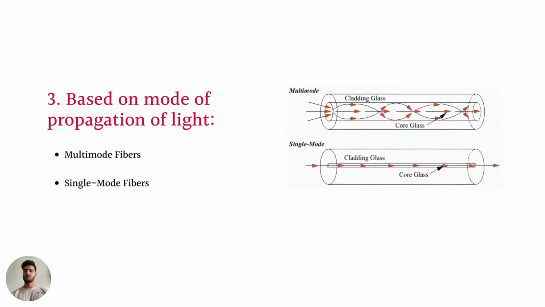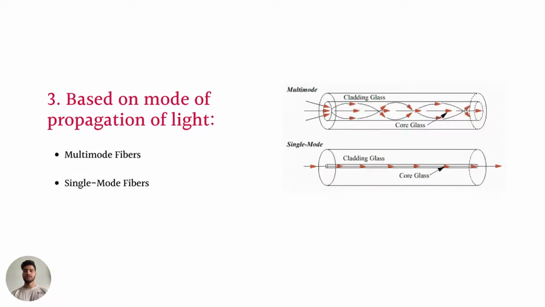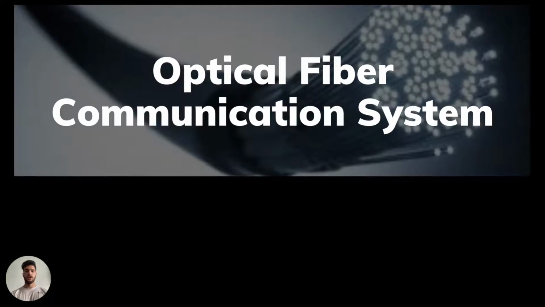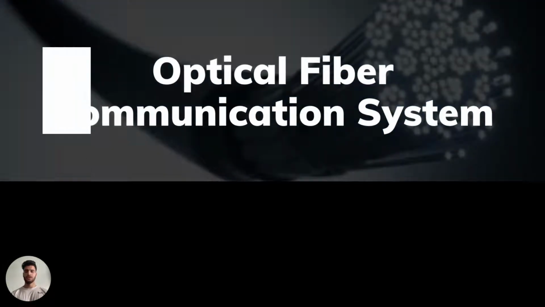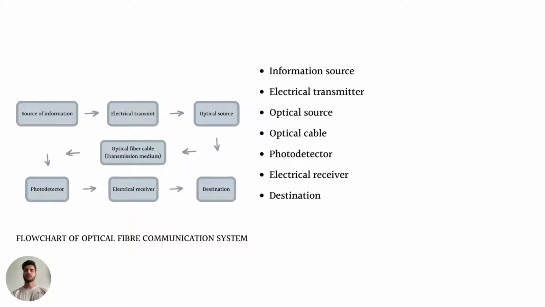Based on the mode of propagation of light: multi-mode fibers, these fibers are used for short distance transmission of signals. Single mode fibers, these fibers are used for long distance transmission of signals. Optical fiber communication system. Here is the flowchart of the optical fiber communication system.